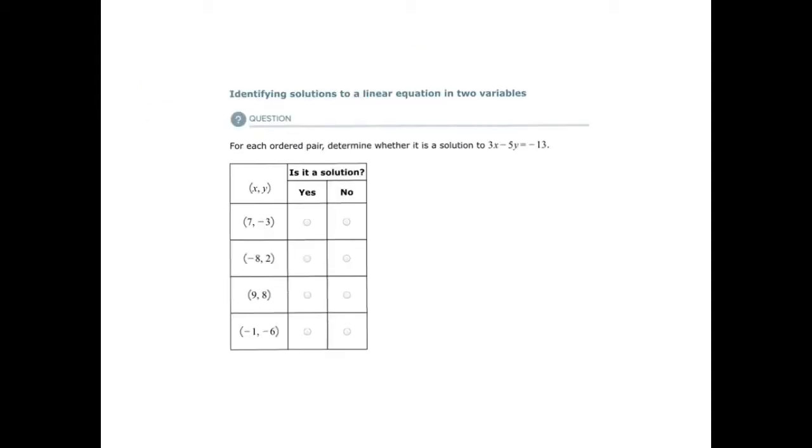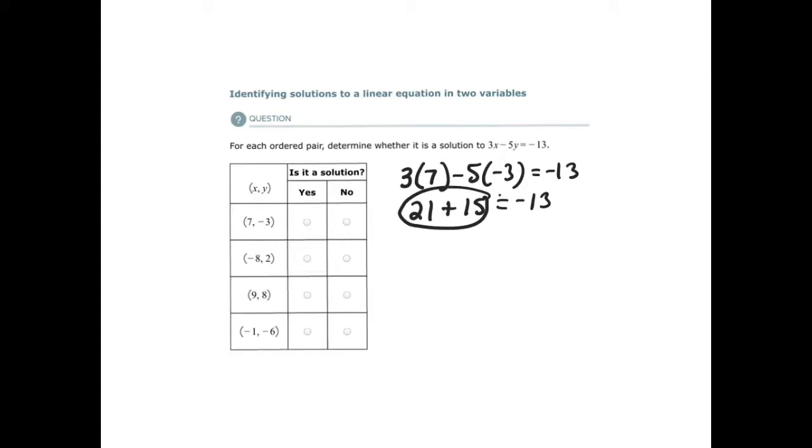For each ordered pair, determine whether it is a solution to 3x minus 5y equals -13. To do this, you just have to plug in each coordinate. If the left side equals the right side, you know you have a match. So I already know here this is going to be way too big to work, so that's a no. So again, I'm just using this equation, I'm plugging in my values.